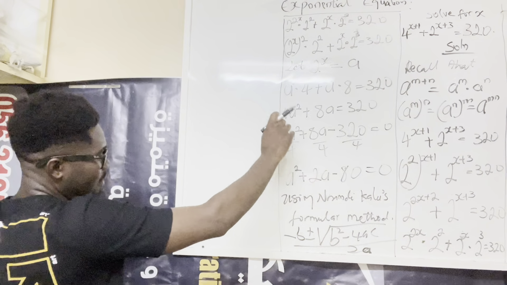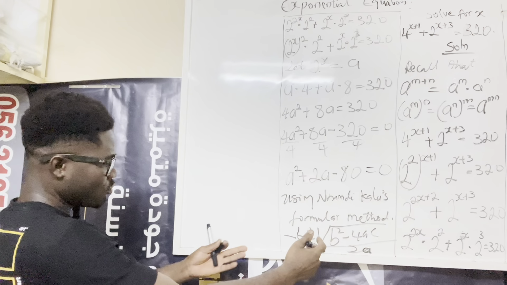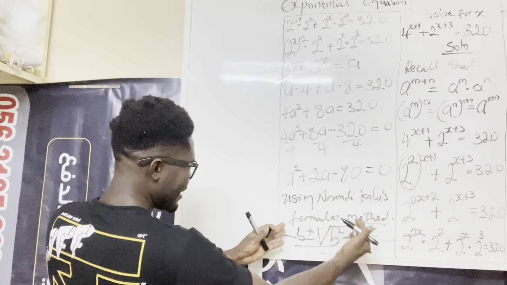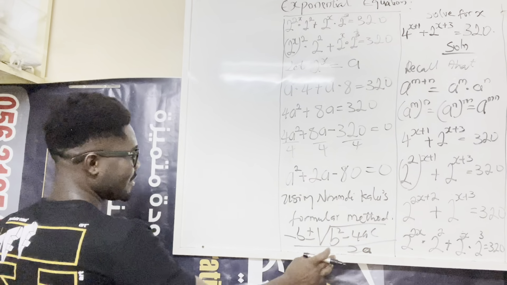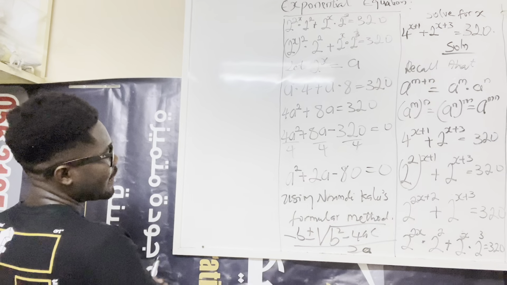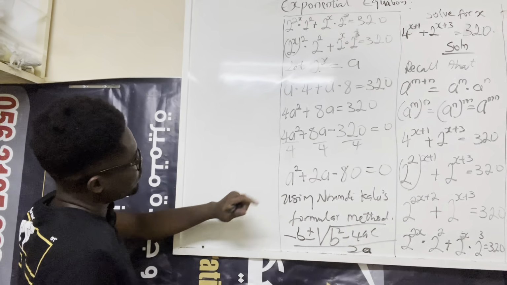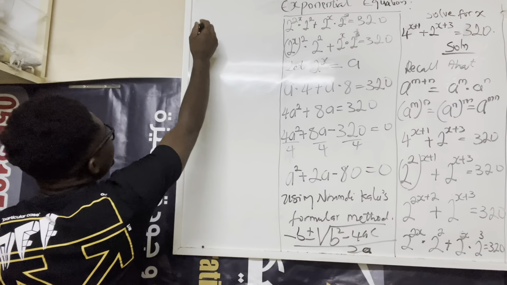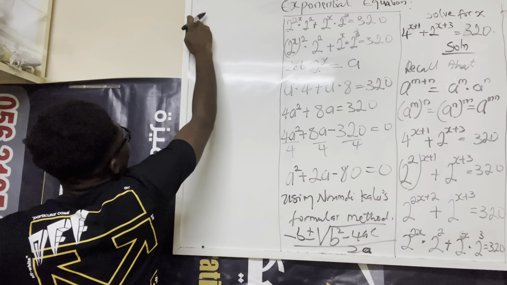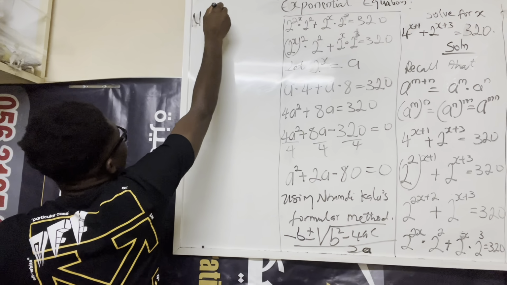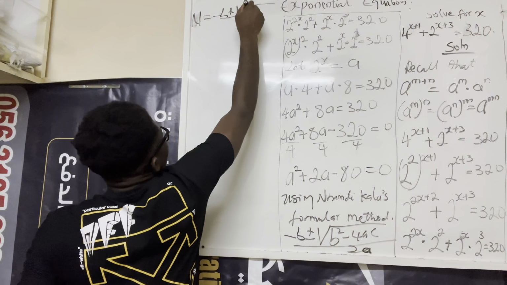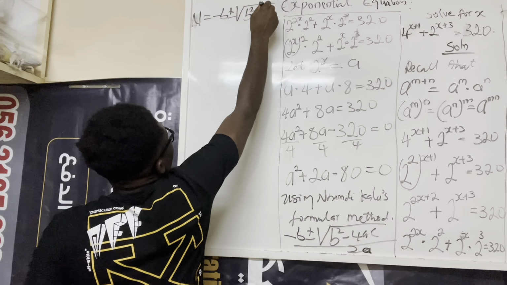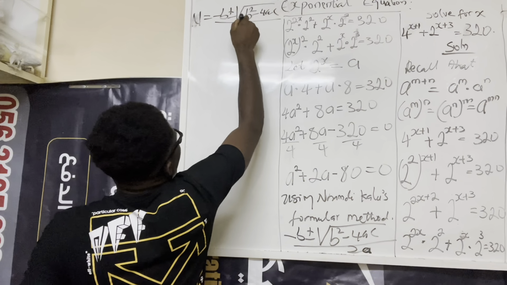So here, using this formula, and if you want to know more about how I explain this formula, you can go back to my videos. So you can see how I explain this very, very well. From here now, the value of A is going to be 1. Here, I have minus B plus or minus the square root of B squared minus 4AC all over 2A.